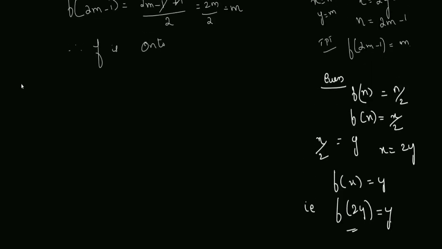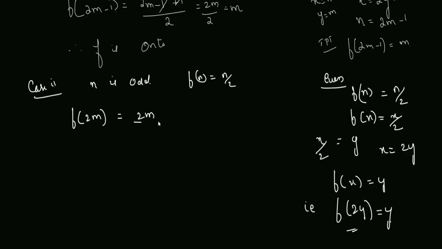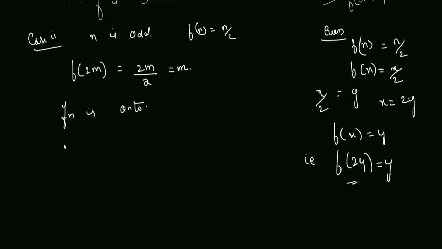Now for the case where n is even, so we have to prove f of 2m. What is f of 2m? What is the function given? f of n is n by 2. So f of 2m is 2m by 2, that is equal to m. So we have proved f of 2m is equal to m. So the function is onto. So in both the cases, the function is onto.